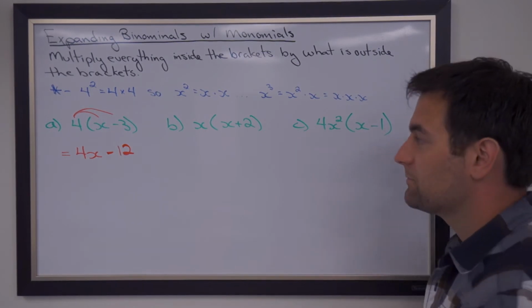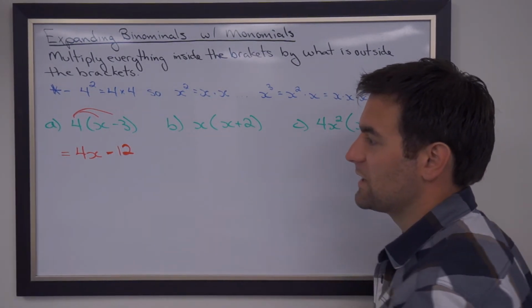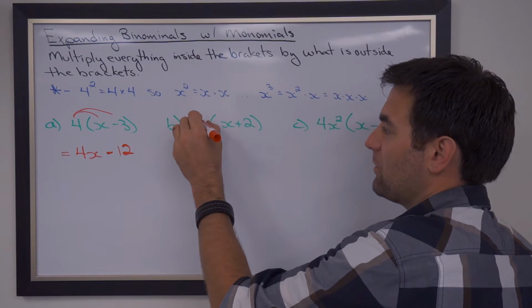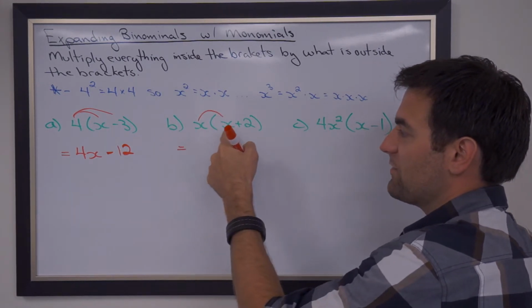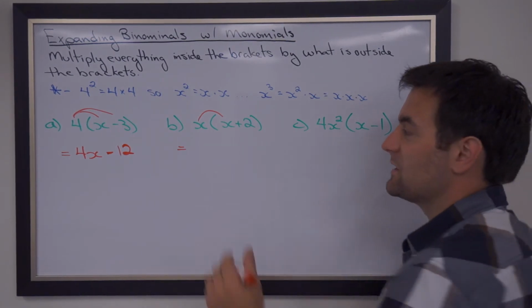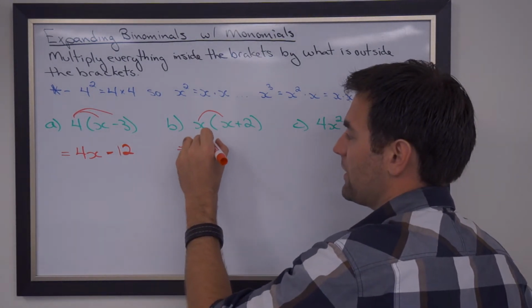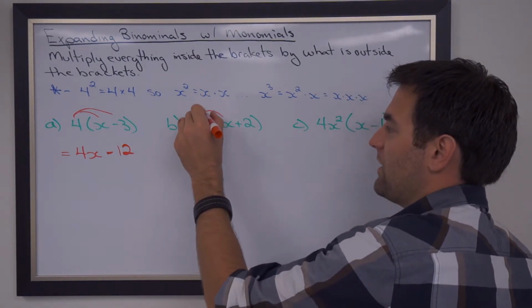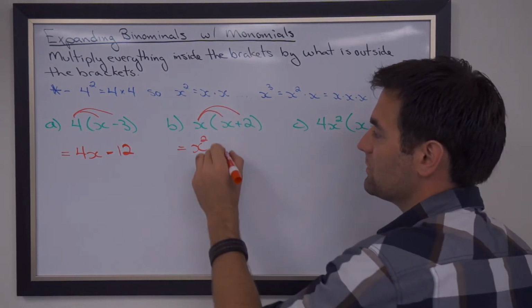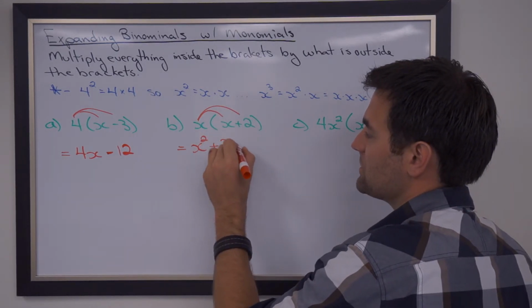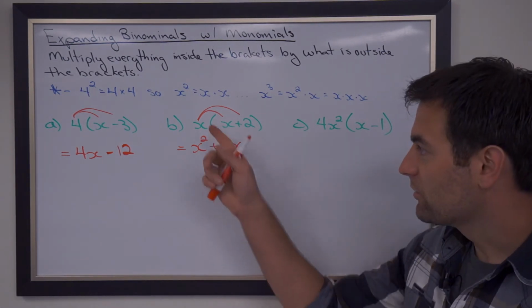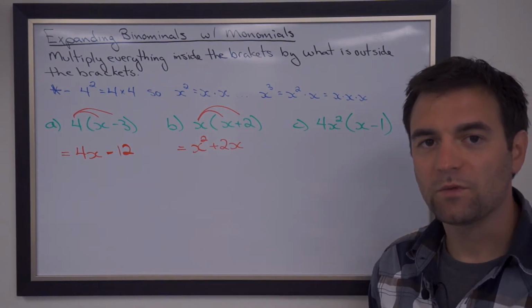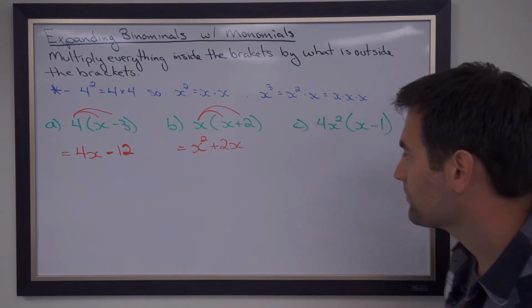In the next case, we have an x outside the bracket. Same rules apply. Multiply everything inside the bracket by the number outside. So first we have x times x. That's going to give us x squared. And then we have x times positive 2, which is going to give us plus 2x. And again, drawing those little arrows just to keep track, then make sure I've multiplied everything.